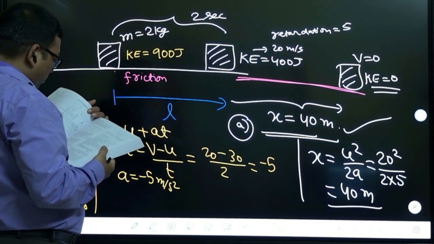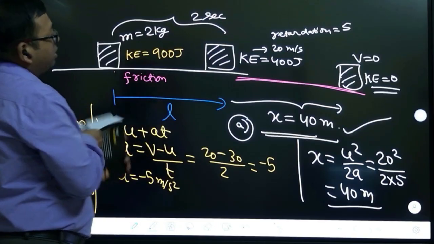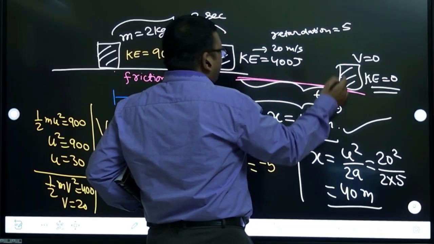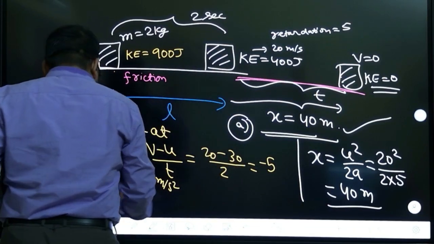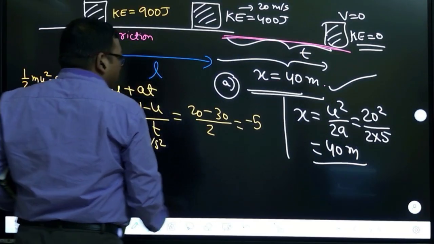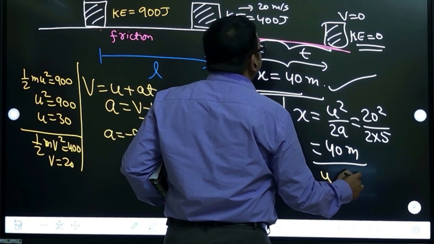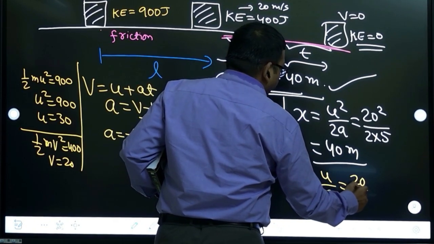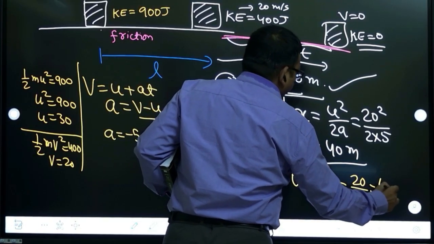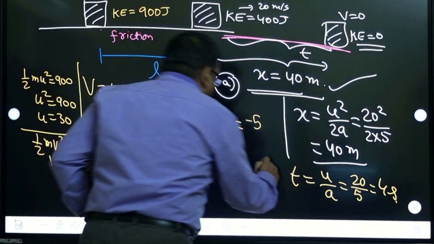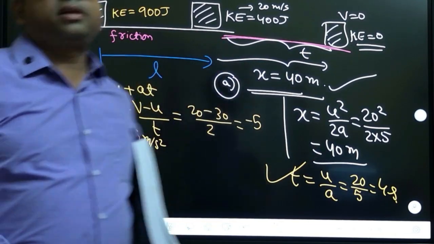Next option: the object takes 4 seconds to stop. Now they are saying stopping time. How much time does it take to stop? Stopping time you calculate as u by a. U is 20, a is 5, so 4 seconds. Is it a correct option? Yes, this is also a correct option.